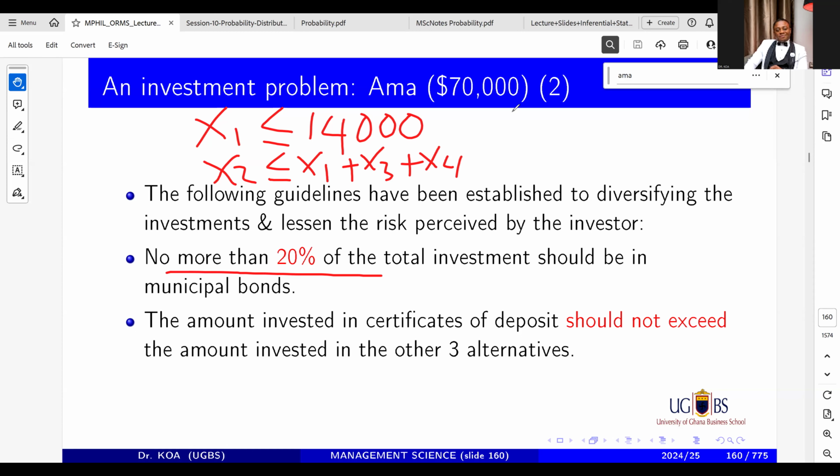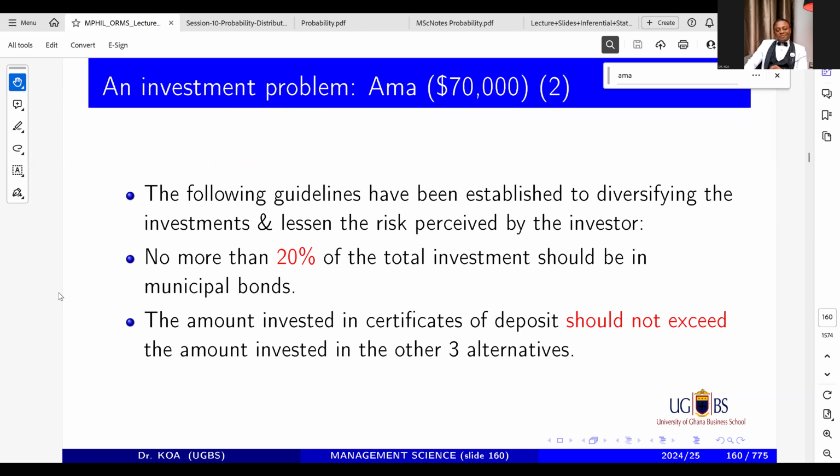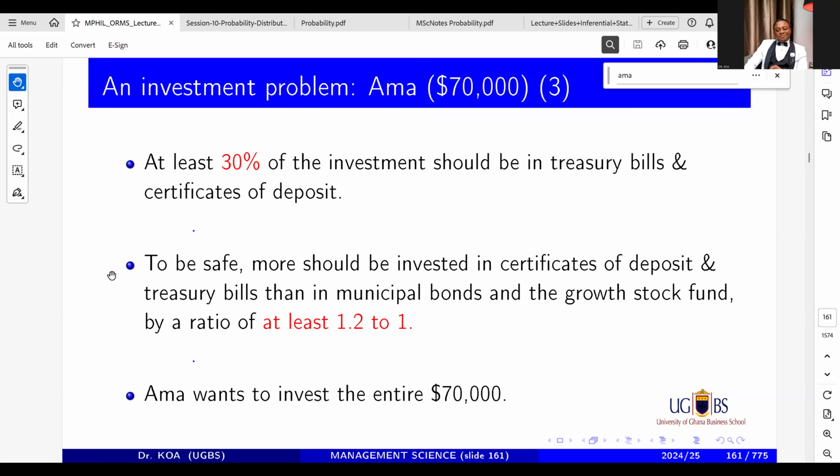Because remember, we are dealing with the amount invested, and anytime you have the amount invested, that has to do with the decision variables. That is why the way you write the decision variables matters a lot. So sometimes in formulation, you have to read the whole thing so that you look out for some of the keywords they are using before you start writing. This is how you write the two constraints. If it's not clear, let's go to the third one.